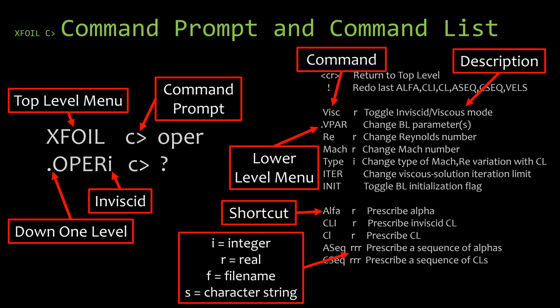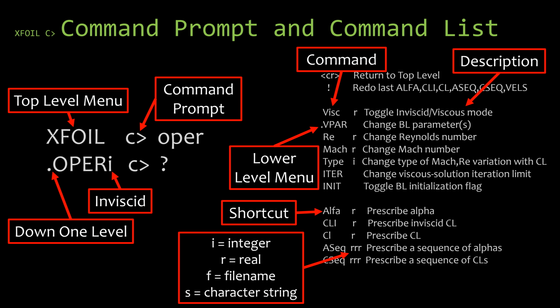It's telling you what parameters you need to enter. So for instance, on the A sequence, this is a sequence of alphas, so it's going to iterate through a number of them. You'll see there are 3 R's there. Those 3 R's are pretty much what angle of attack you want to start the sequence at, which one you want to end at, and what the increment between them is. So it has 3 different parameters that you would feed in.